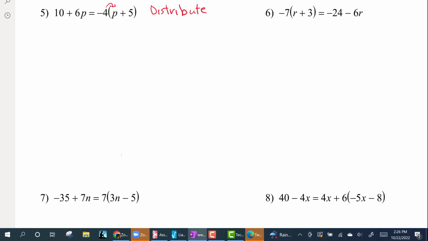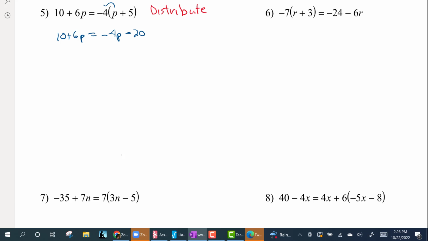And remember, distribute means when there's a number, kind of like UPS delivers packages, right? So the truck driver stops and delivers packages at each house, so that's distribute. Hopefully that'll be stuck in your brain. And then, the left side stays the same. -4 times P is -4P. -4 times 5 is -20.